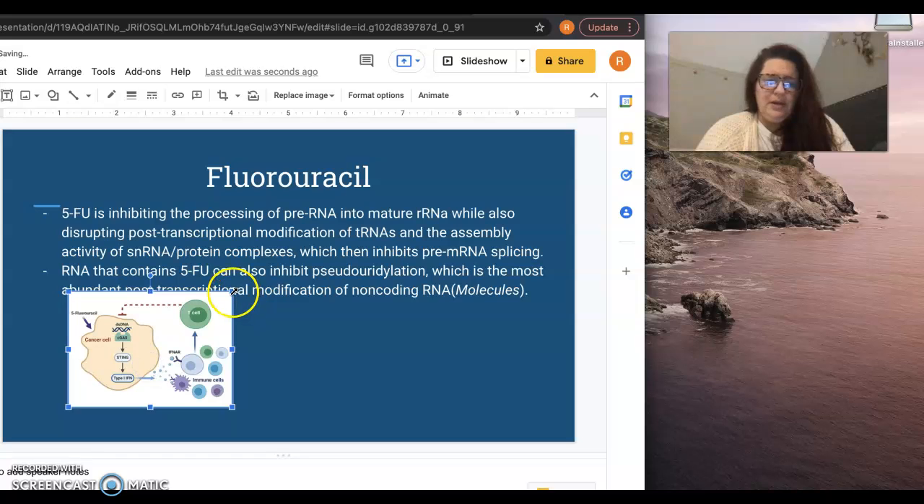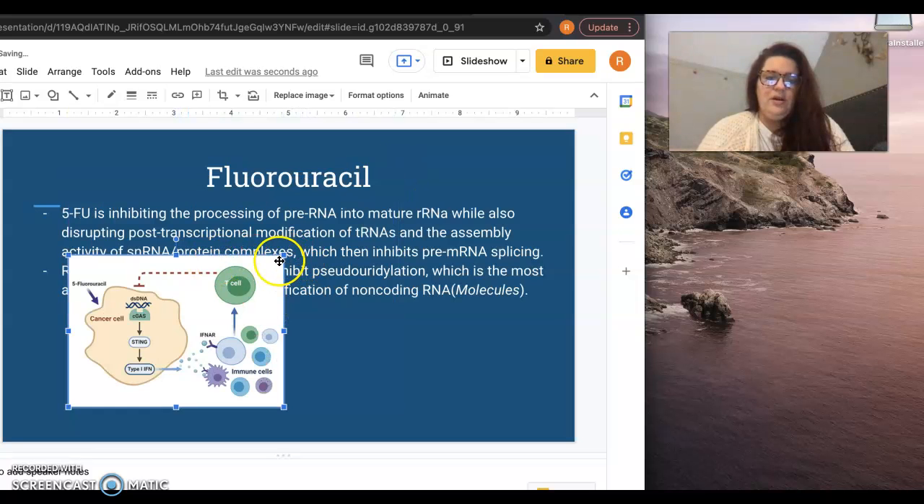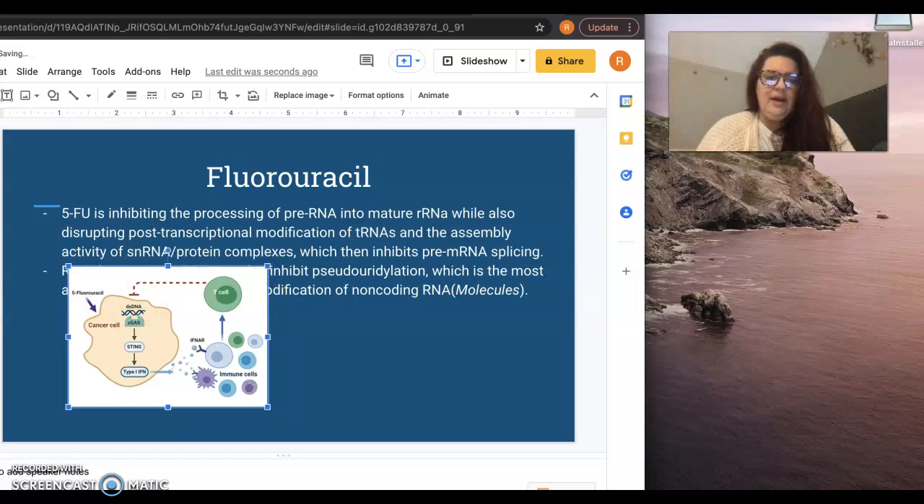And this little diagram down here is just showing you how 5-FU is introduced to a cancer cell, and then how it goes to the immune cells and shares this information with them so that they can also fight off the cancer cells so that they do not continue to replicate and divide in the body.